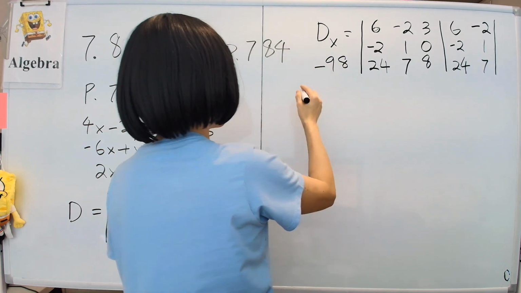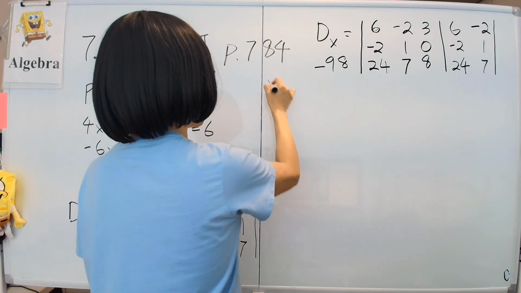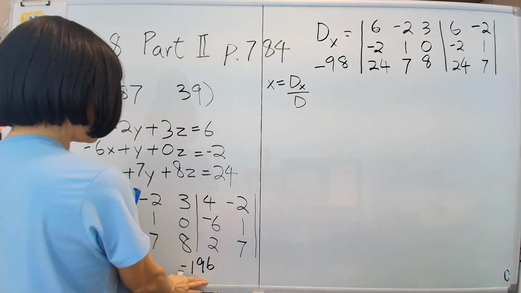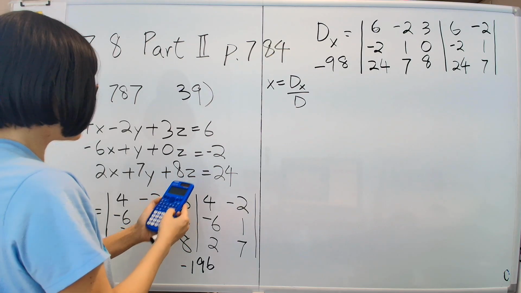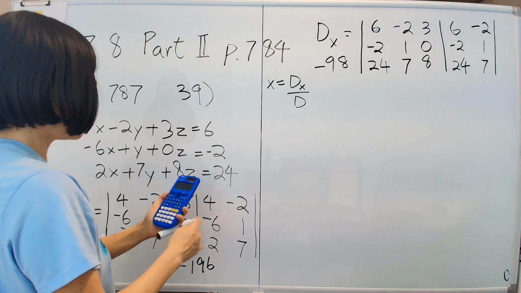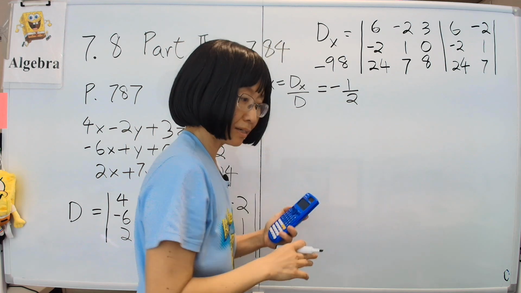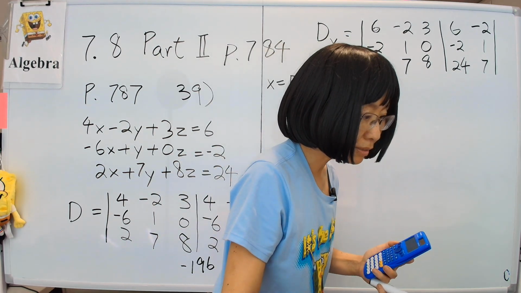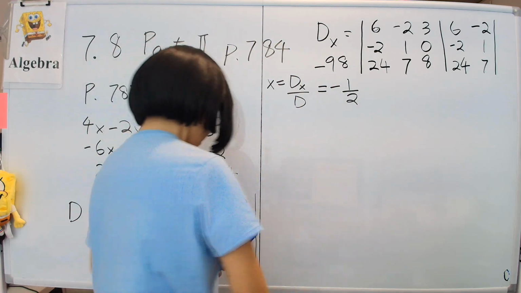So that means x equals, from this, we know that x equals dx divided by d. And we have calculated d to be 196. So negative 98 divided by 196 is negative 1/2, is what I got. x equals minus 1/2. And let's check the answers in the book. What is this? 39? Yep, x is indeed minus 1/2. So this checks out. So far so good.